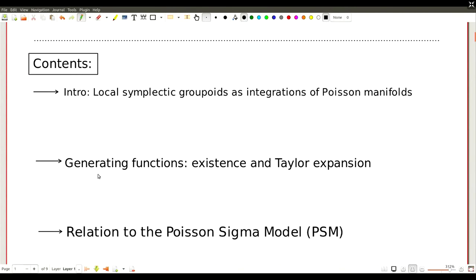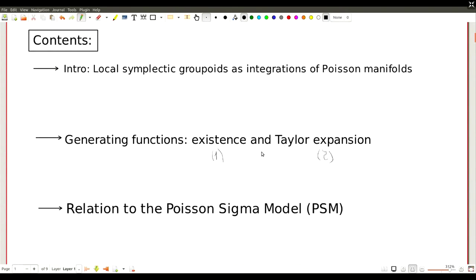Then I will speak about generating functions for these objects. And I will mention two results. So there will be a first theorem and a second theorem about this. But the main point of the talk will be this relation to the Poisson sigma model. So there will be a third result here about that. And as I just said, the key point is the non-perturbative aspects of the Poisson sigma model in the semiclassical limit.